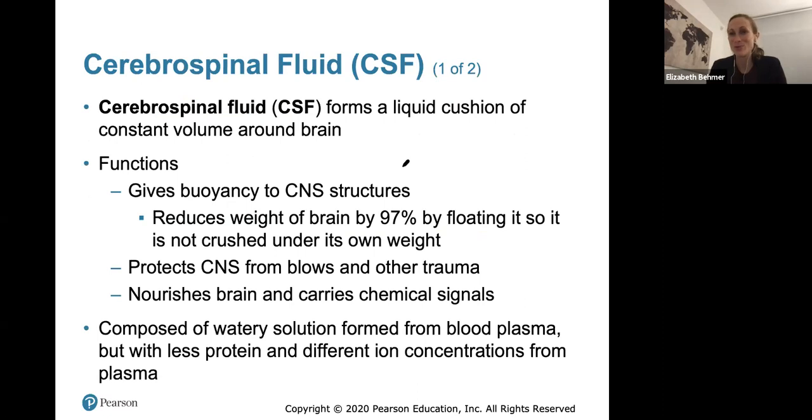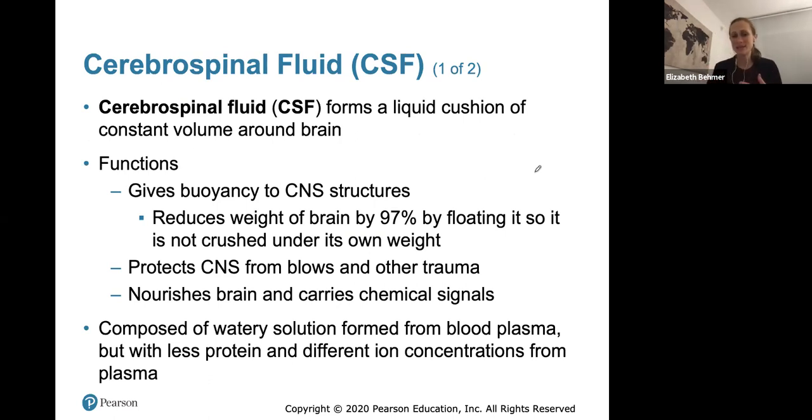So what is cerebrospinal fluid? This forms a liquid cushion of constant volume around the brain. It helps to give buoyancy to the central nervous system structures. So it reduces the weight of the brain, so it feels like it's floating so that it's not crushed by its own weight. So it basically surrounds the brain so that the brain is floating in water.